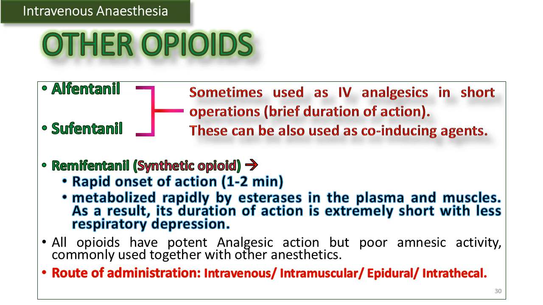Remifentanil is a synthetic opioid and it has rapid onset of action. It is metabolized rapidly by esterase in the plasma and muscles. As a result, its duration of action is extremely short with less respiratory depression. All opioids have potent analgesic action but poor anesthetic activity, commonly used together with other anesthetic agents. The routes of administration for opioid analgesics are intravenous, epidural, intrathecal, or intramuscular.